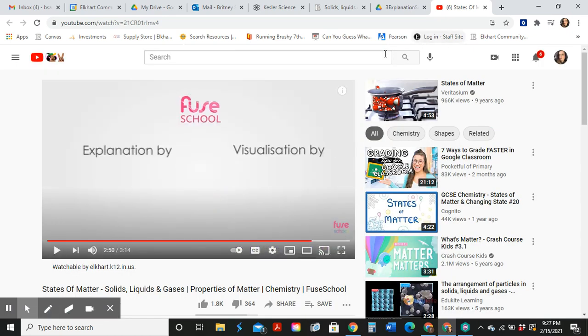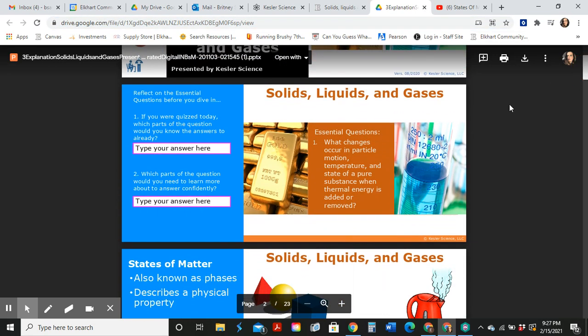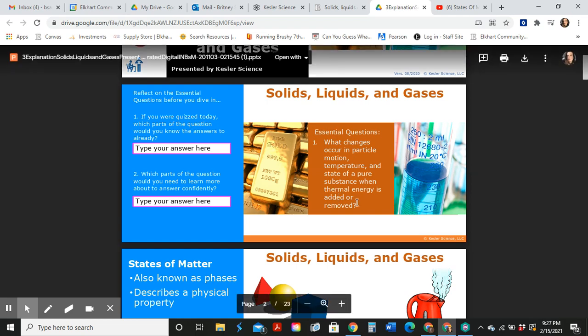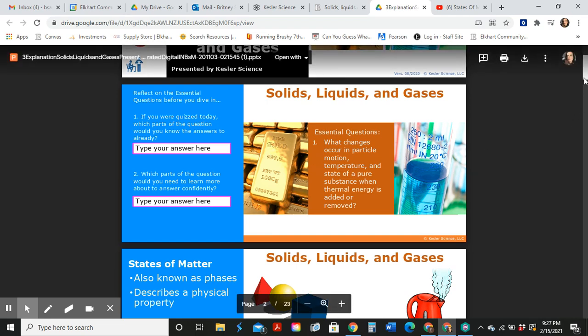All right. So now that we've discussed what solids, liquids, and gases are in the examples, we're going to go ahead and open up our assignment, solid, liquid, and gases, and we are going to ask our essential questions. What changes occur in particle motion, temperature, and state of pure substances when thermal energy is added or removed? If you were quizzed today, would you be able to answer this, yes or no?